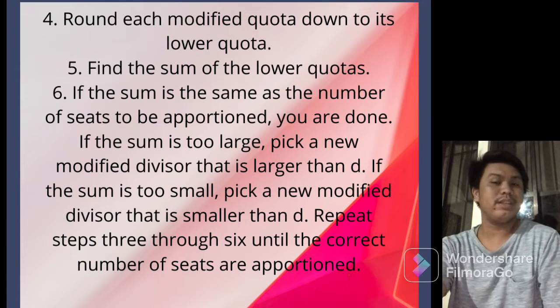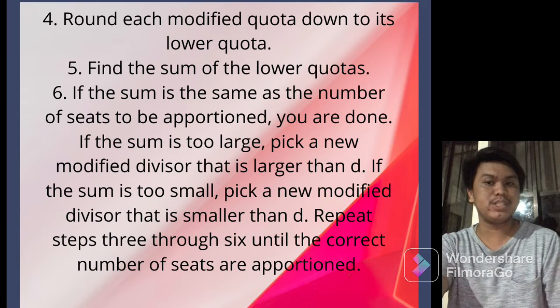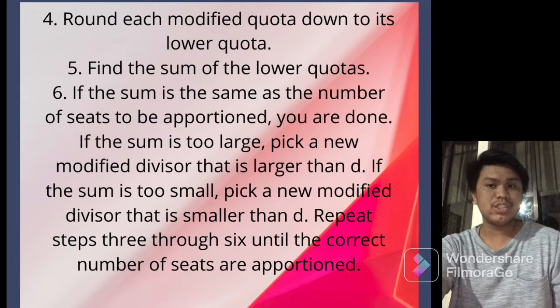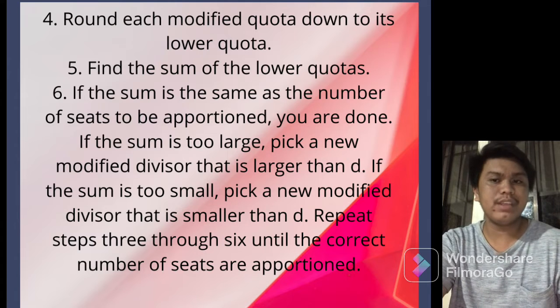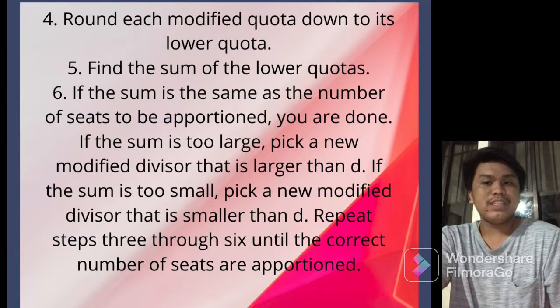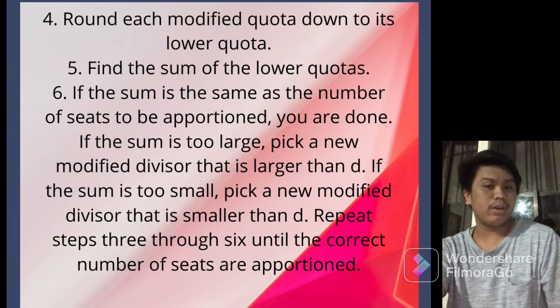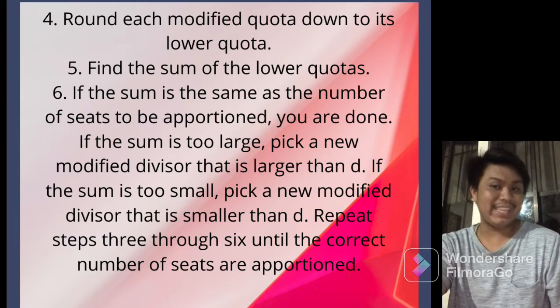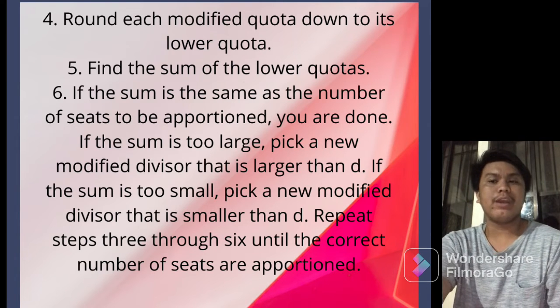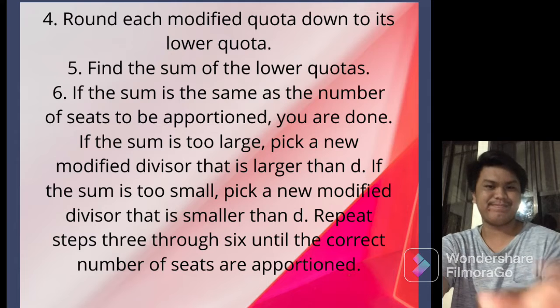And number 6, if the sum is the same as the number of seats to be apportioned, then you are done. If the sum is too large, pick a new modified divisor that is larger than d, our first modified divisor. If the sum is too small, pick a new modified divisor that is smaller than d. Then repeat steps 3 through 6 until the correct number of seats is apportioned.